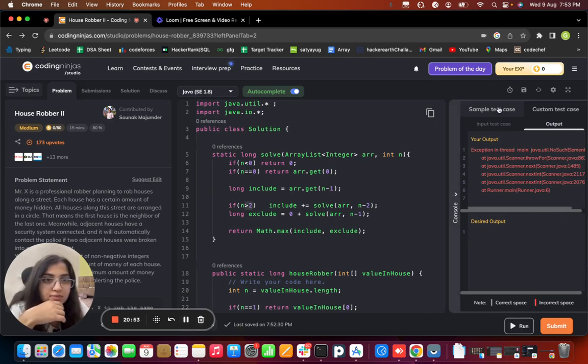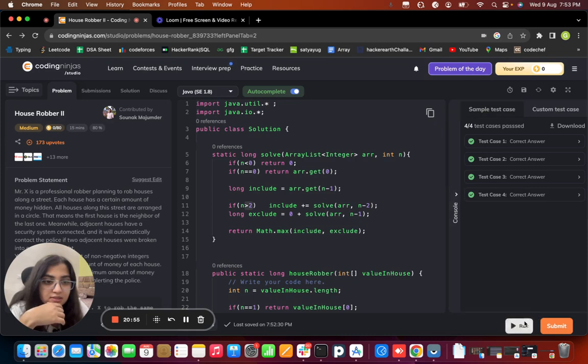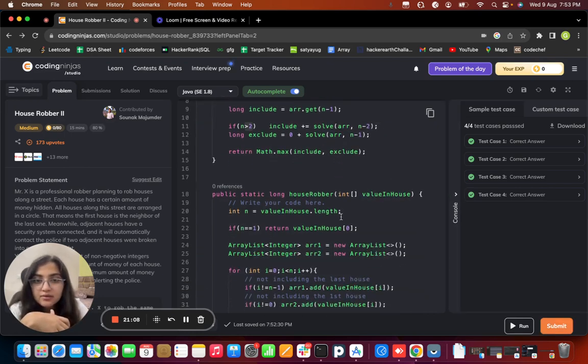Okay, these are the custom test cases. Let's try here again. Okay, the answer is correct. But if I submit this solution, it will give me a time limit exceeded error. The reason behind this is that we are not optimizing it. We are re-solving the questions that we have already solved. So to ensure that we do not get TLE, we should solve this problem using dynamic programming.